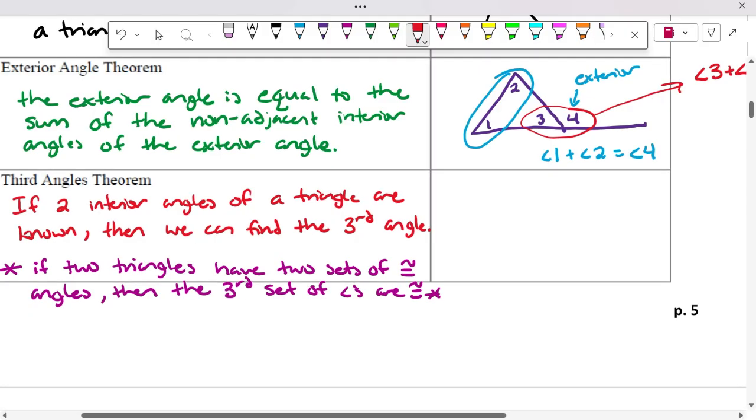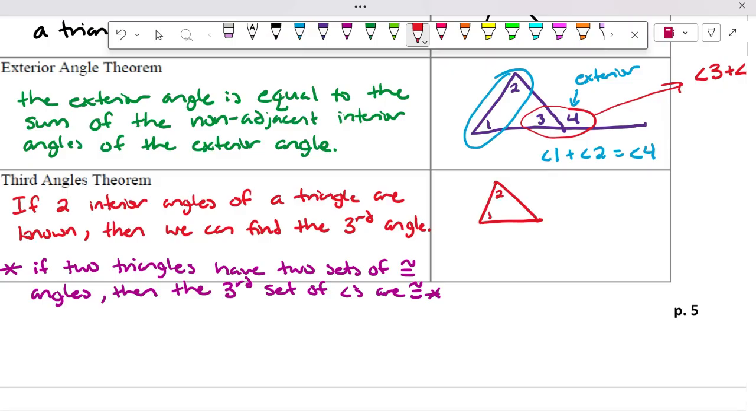So, for example, going with what's in the red, let's say I knew what angle 1 and 2 were, but I didn't know what 3 was. I can do 180 minus the measure of angle 1 minus the measure of angle 2, and that gives me angle 3.